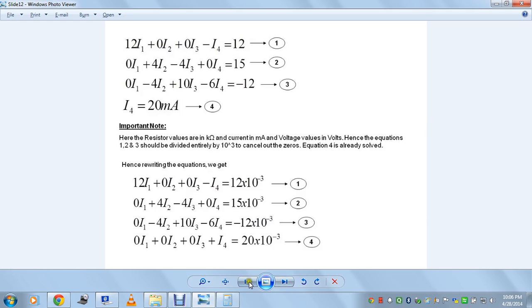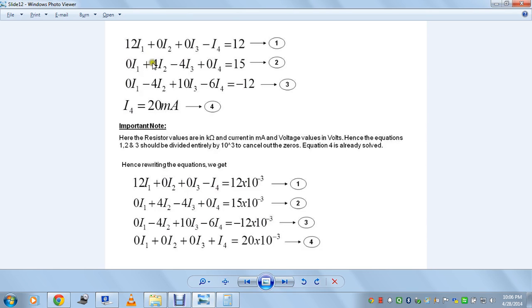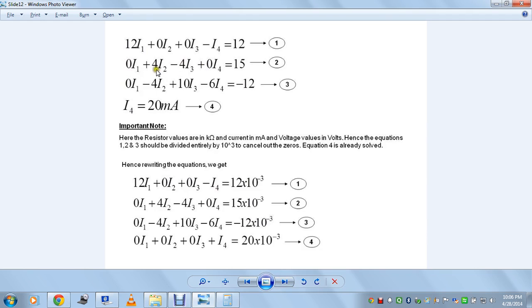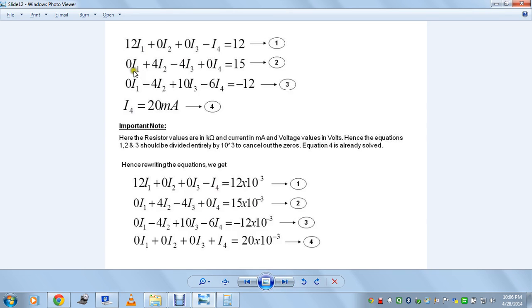Similarly, when you see equation 2, we don't have I1, we don't have I4, and this is the 15 constant which is taken to the other side. So here we have a coefficient of 0 for I1 and I4, since I1 and I4 were not there in equation number 2. We add the coefficient 0 to those and arrange it in the form of a simultaneous equation, taking the constant to the other side. So this is the equation 2 frame.